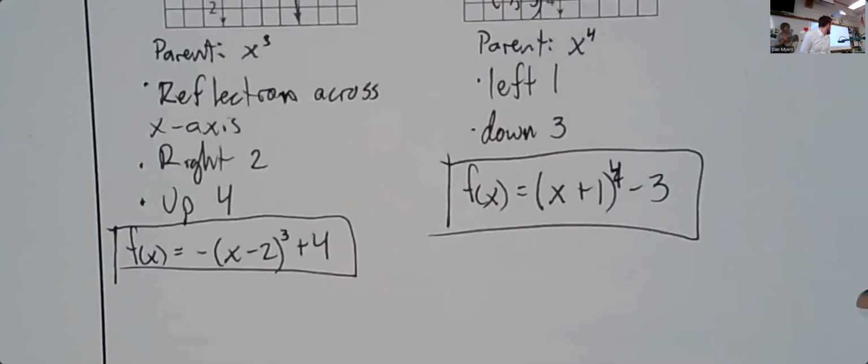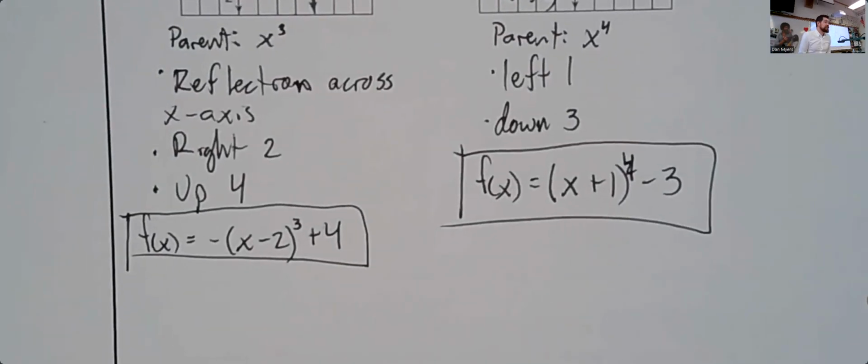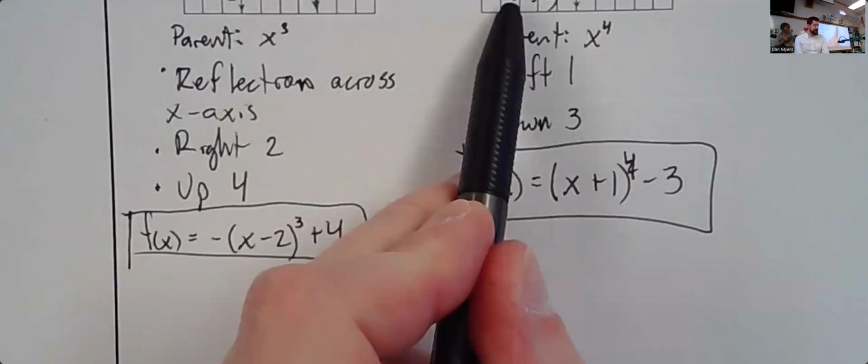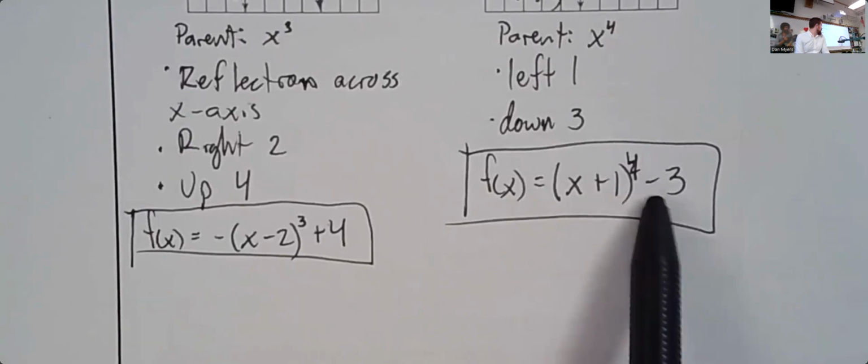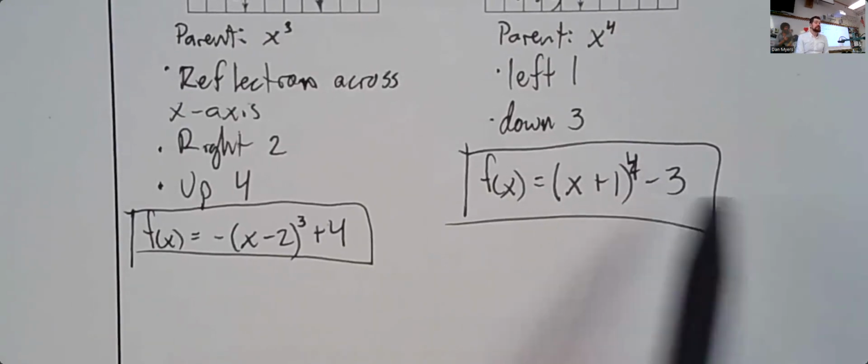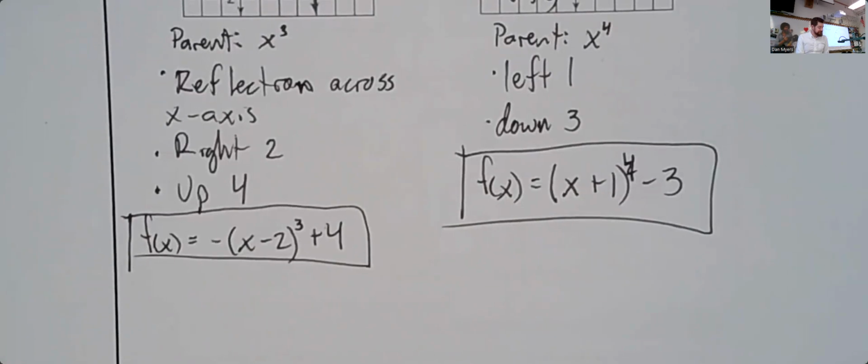All right, there it is. How'd we do? This one has not been reflected across the x-axis because it's facing up, just like the original would be. And the vertex went from 0, 0 to -1, -3. So that'd be left 1, down 3. So x plus 1 in parentheses, exponent of 4, and then -3 on the outside. That's our answer for that one.